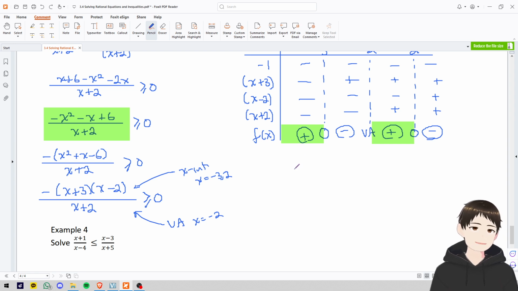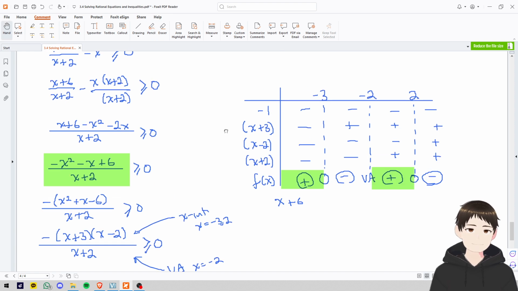Now let's do it. This function, x plus 6, what? Sorry, yeah.